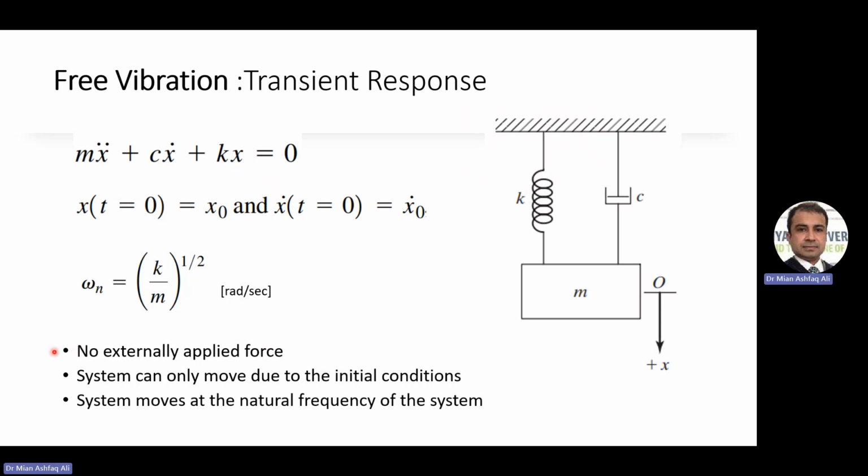So in this case, there is no externally applied force and the system can only move due to the initial condition, and the system moves at the natural frequency of the system. This is also called the transient response. There is no steady state response in such a system because there is no externally applied force.